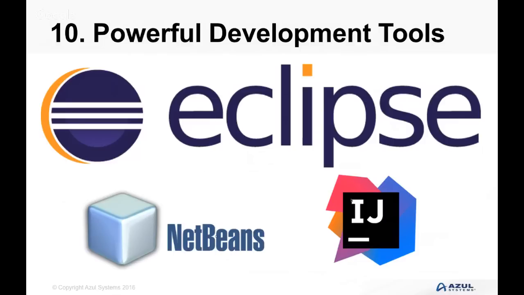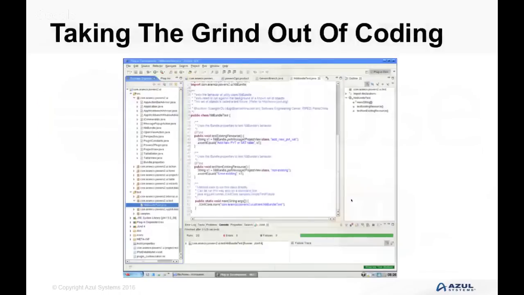You're not restricted to having to use one particular tool. If you like one rather than the other, you can use that. These are all available in open source versions. NetBeans and Eclipse are open source. IntelliJ has a community edition, so you can get it for free. And the great thing about this is it takes the grind out of coding.